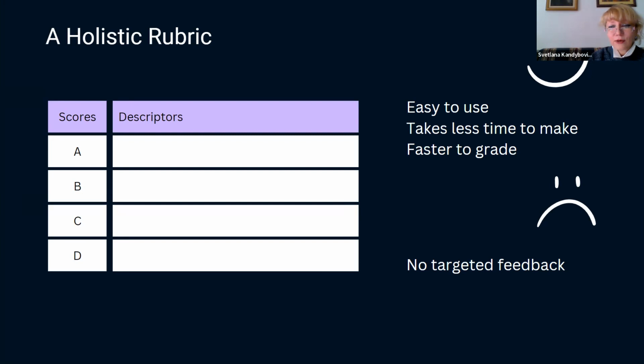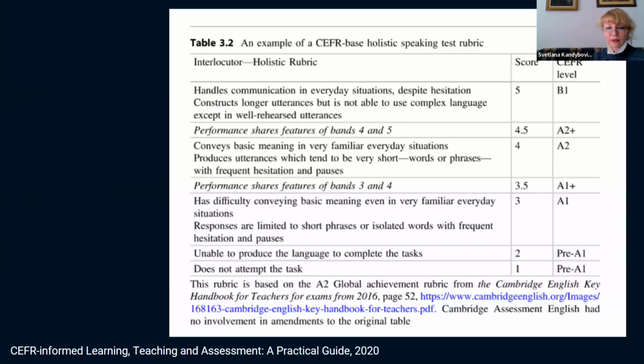Now you can see an example of a CEFR-based holistic rubric here. As you may see, there is one score, and for each score, there will be the description of the performance level. So it will be: handles communication in everyday situations, despite hesitation, constructs longer utterances, but is not able to use complex language except in a well-rehearsed utterance, etc. And there will be various levels.